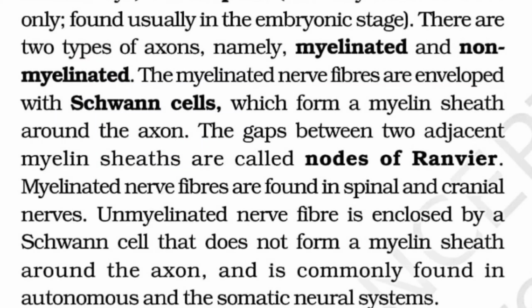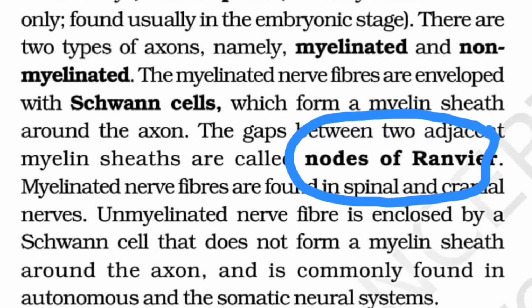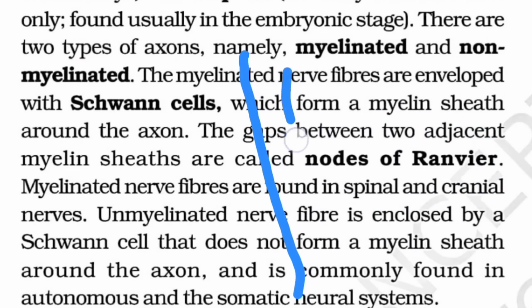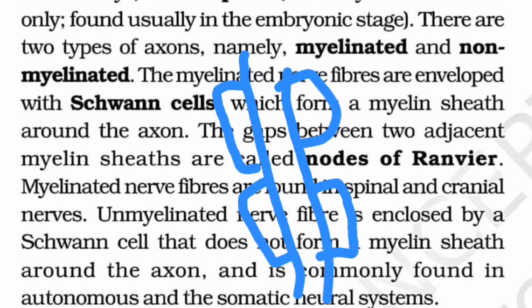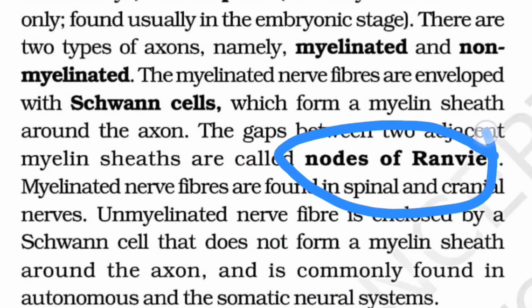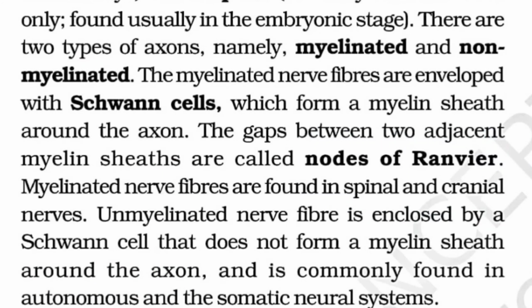The Schwann cells form a myelin sheath, which is a type of coating around the axon. Sphingomyelin is the coating. The gap between two adjacent myelin sheaths is called a node of Ranvier. So the whole axon is not covered by myelin; it is covered at some places, and at some places it is absent. These are the gaps, and each gap is called a node of Ranvier. I repeat, the gap between two adjacent myelin sheaths is called a node of Ranvier.